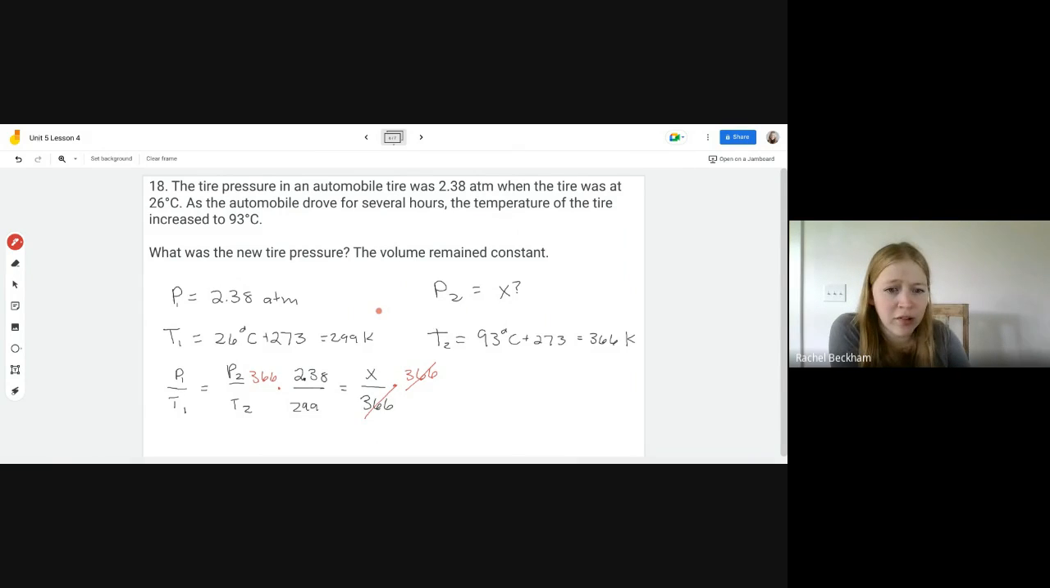So it's 366 times 2.38 divided by 299. Whenever I multiply all those together, I get that X equals 2.91, and my unit will be atmospheres because it will match the other unit of pressure there. So 2.91 is my answer.